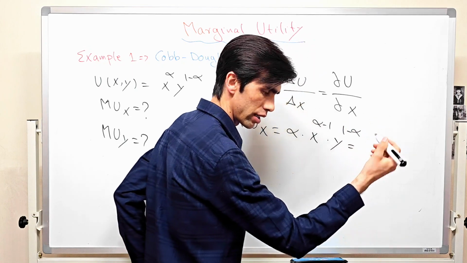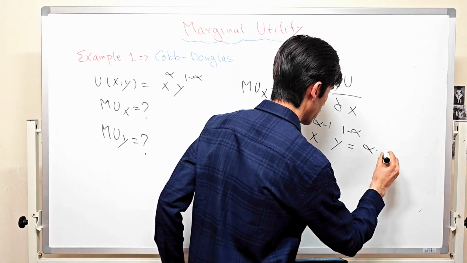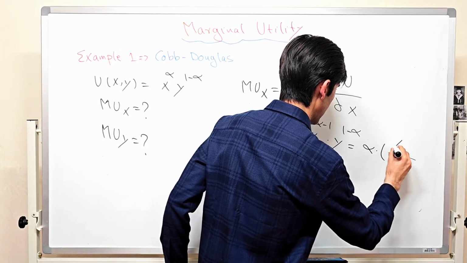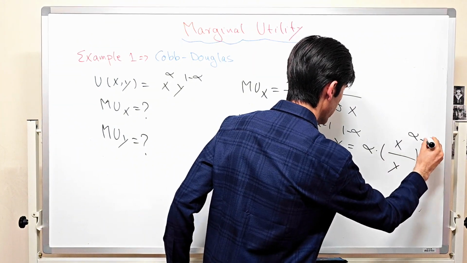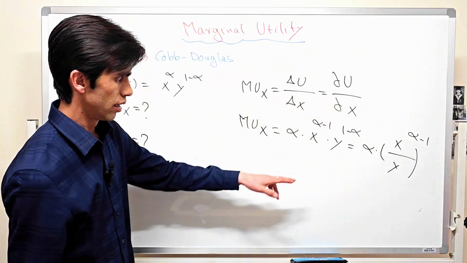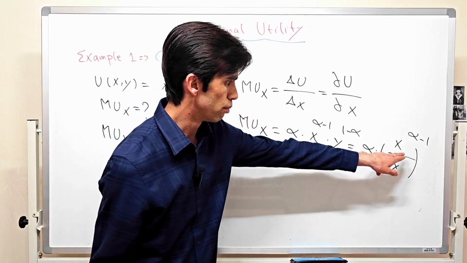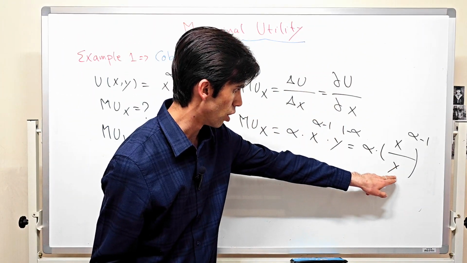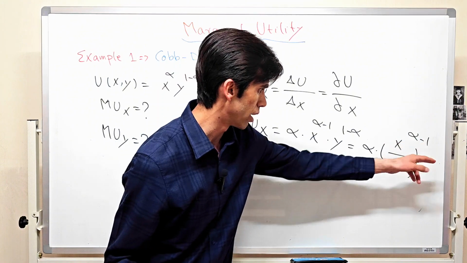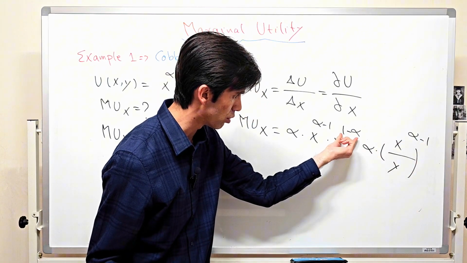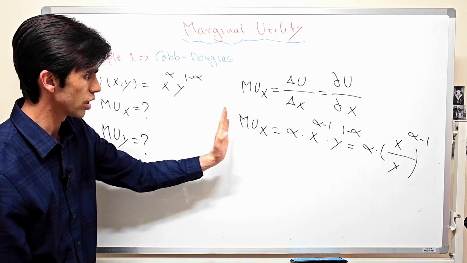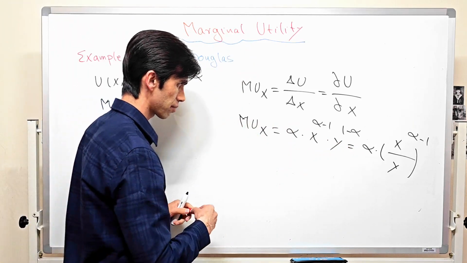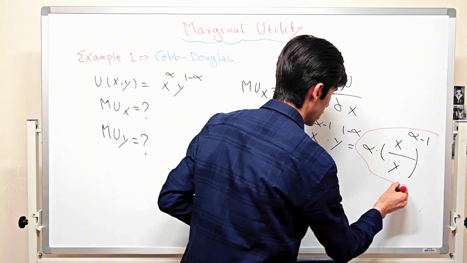And we can further simplify it. Alpha multiplied by x over y to the power of alpha minus 1, because when we move this one to the denominator, the sign will shift. So this is the marginal utility of x.